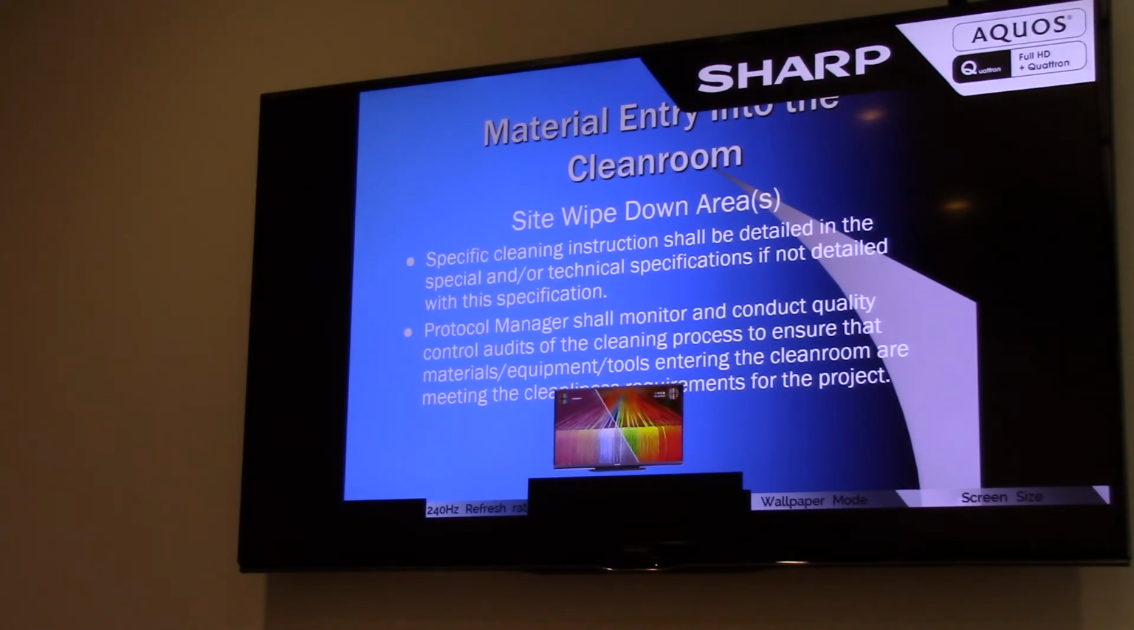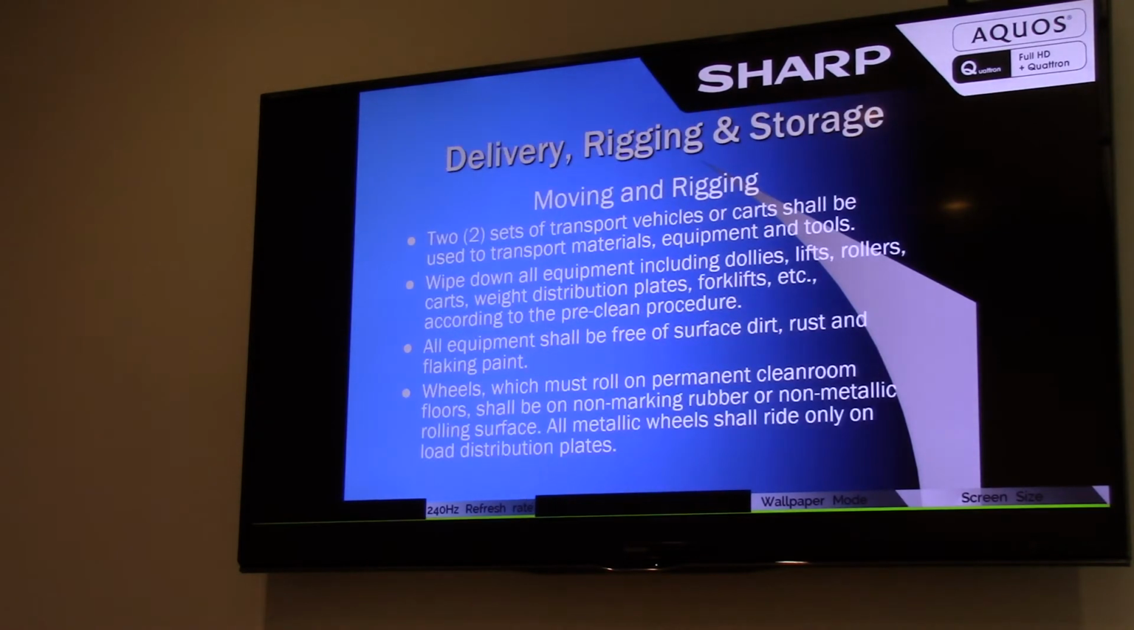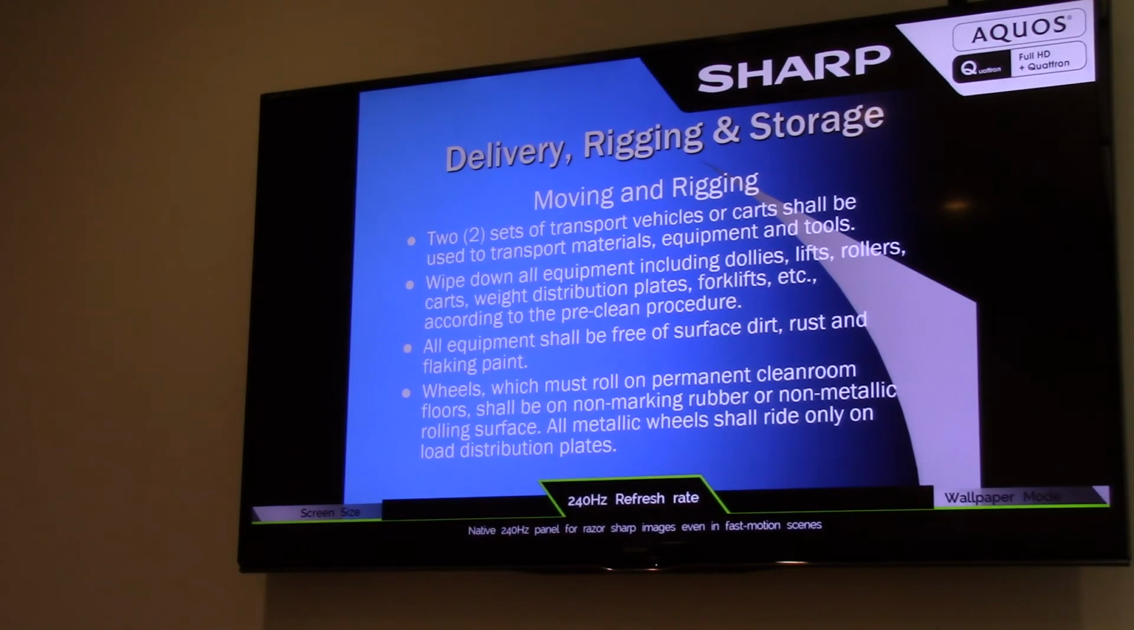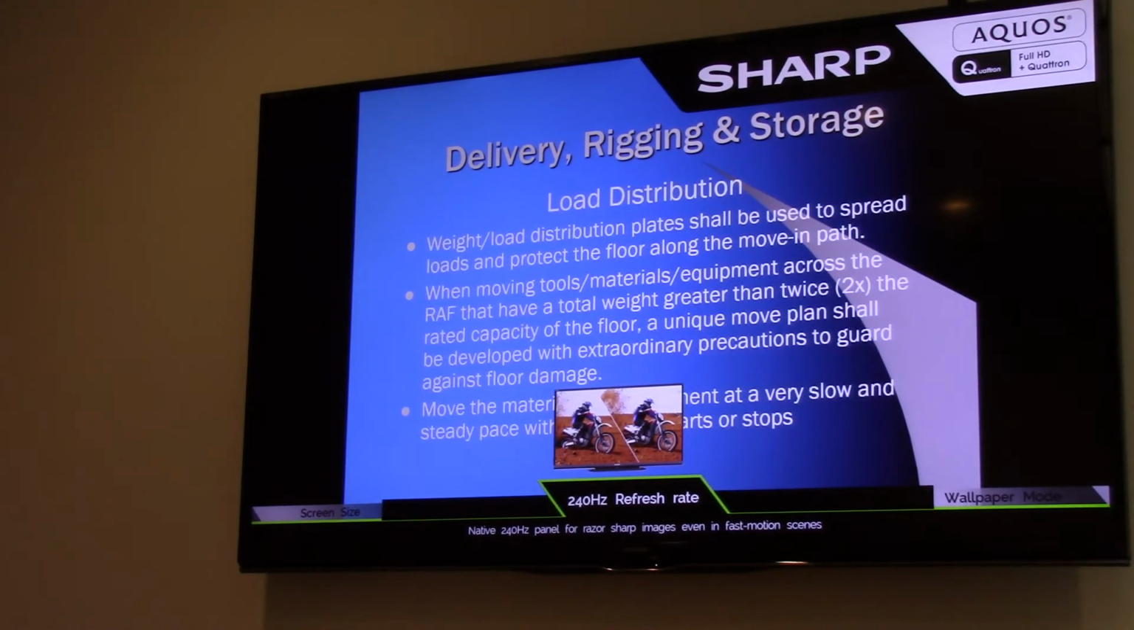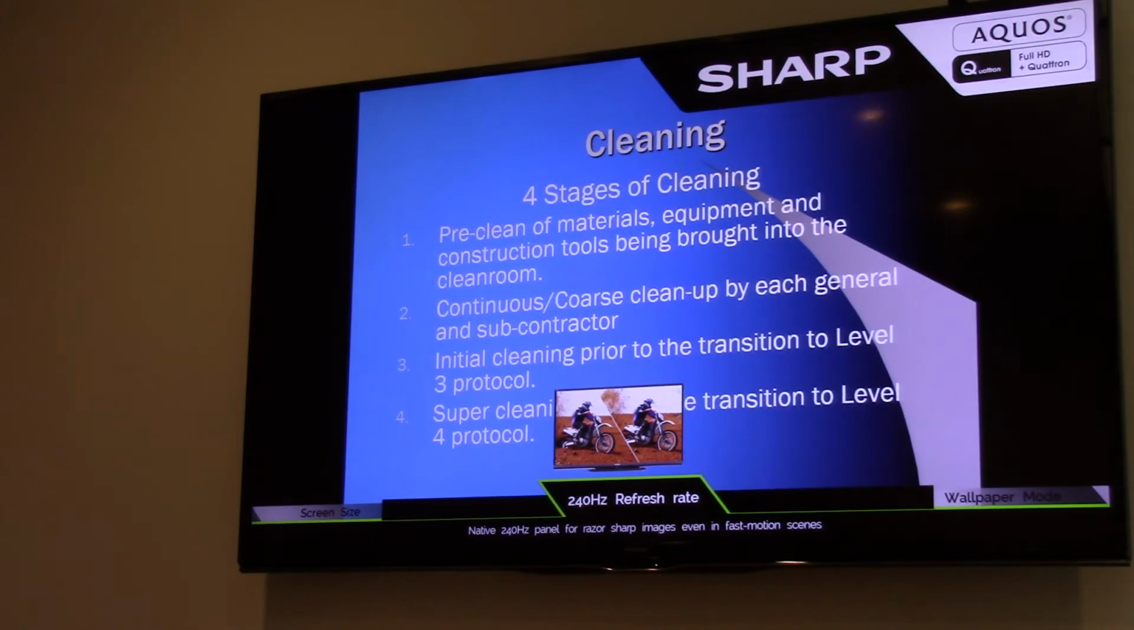You really don't have a designated wipe down area. It's going to have to be that hallway before you enter the clean room. You went through this part pretty fast. Yeah, so this gives you an idea of what, it's mostly for construction related issues.